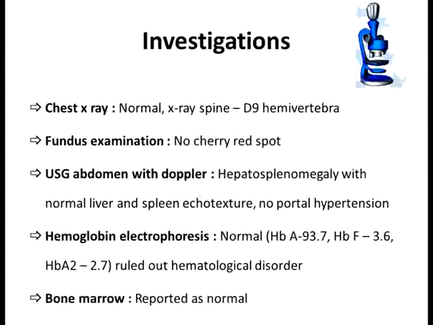Further investigations: chest X-ray was normal. On the X-ray spine, only a D9 hemivertebra was found. Fundus examination showed no cherry red spot. On sonography, there was hepatosplenomegaly with normal liver and spleen echotexture. Echo was normal. I think it's important to say it's a splenohepatomegaly, because your whole differential goes in a different direction when you say it's a hepatosplenomegaly.